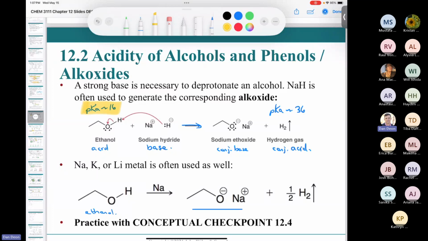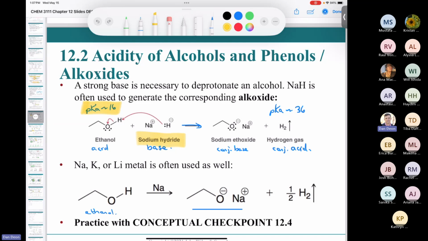And we said an alcohol like ethanol has a pKa of about 16. We said the reason that sodium hydride is such an effective base at deprotonating an alcohol is because if you think of the alcohol as your acid, the hydride ion is your base. It's going to abstract the proton from the alcohol. You get an alkoxide, which in this case is sodium ethoxide, and then we get hydrogen gas, which is the conjugate acid.